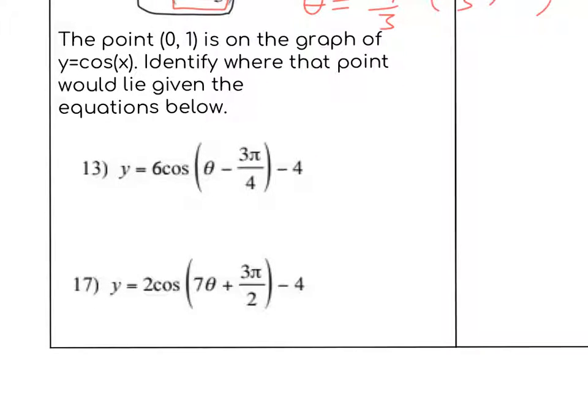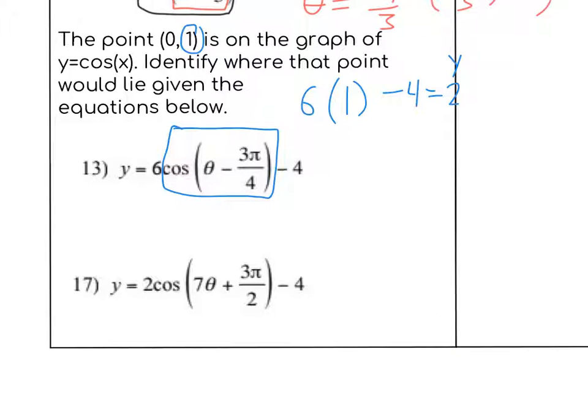Looking at the next one, we're going to do the same thing, and I'm going to start again with my y coordinate and do the same thing that we did before. And again, the y coordinate really is what we get out from our cosine function. So we're going to then multiply that as 6 times, instead of all this stuff, just 1, minus 4, and that gives us 2.